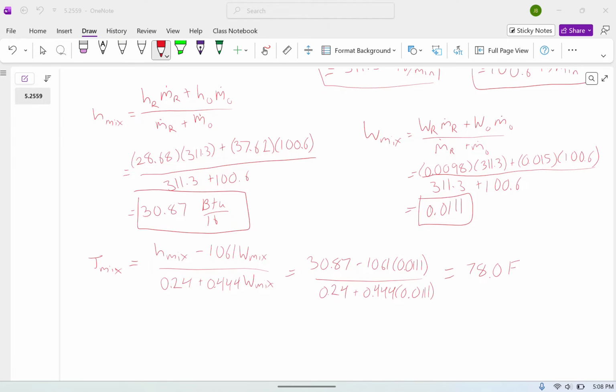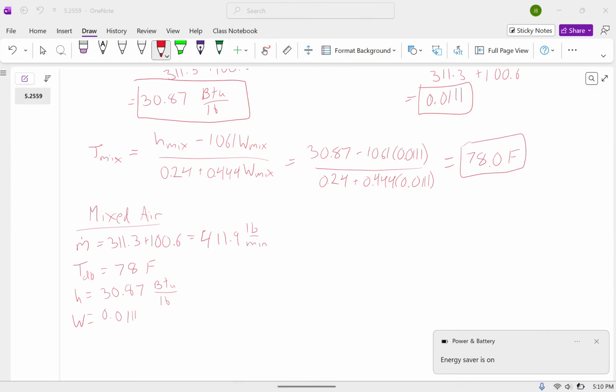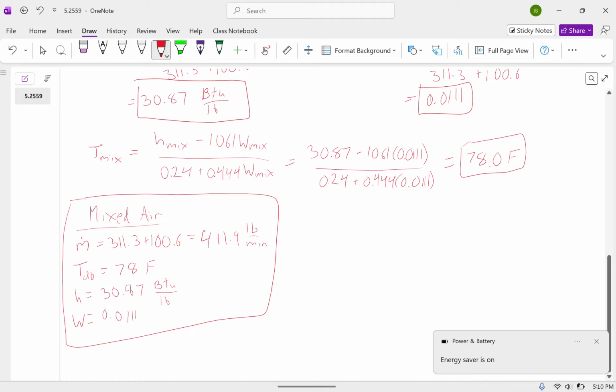Using these two values, we can calculate the dry bulb temperature of our mixed airstream. This is using the enthalpy equation we learned in a previous video and rearranging to solve for the dry bulb temperature. I've written out the equation here and plugged in the values, and you can see that with these humidity ratio and enthalpy values, we get a dry bulb temperature of 78 Fahrenheit for our mixed airstream. So just summarizing our total mixed airstream, we've got 78 Fahrenheit dry bulb temperature, 30.87 BTU per pound for enthalpy, and 0.0111 for our humidity ratio. And our mass flow rate is just the sum of our two mass flow rates that are mixing, so we're at 411.9 pounds per minute.